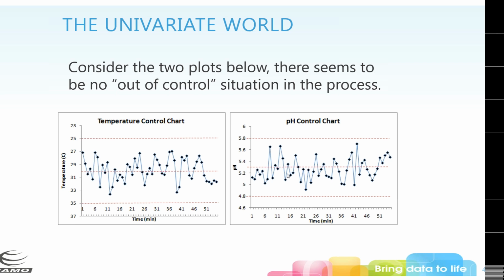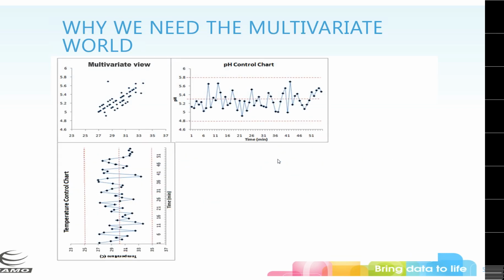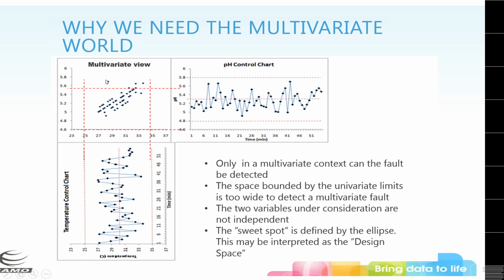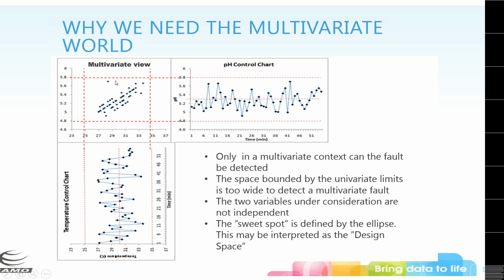Now, here's the problem. In this particular situation, the temperature and the pH are related to each other. There's a cross-correlation. So if we plot temperature and pH against each other, we get a view like this. This is our multivariate view. You can see immediately that you've got one particular data point that is very different from the rest of the data points when you look at this full picture. And using our univariate limits, you see that there's still no warning in that case.